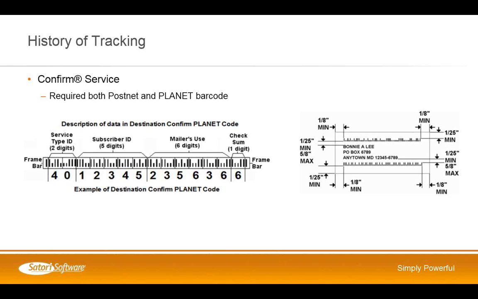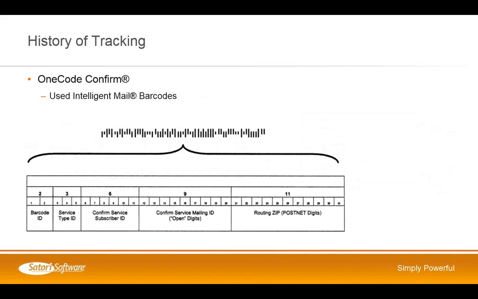Some people didn't necessarily care for this approach, because it took up one additional line on the address block, and that made it a little tighter to fit all the other information that a mailer potentially wanted on it. So from there, we went to the next generation, which is One Code Confirm. This switched over to using the new Intelligent Mail barcode, which can contain a lot more information, and it started the process of cleaning things up.